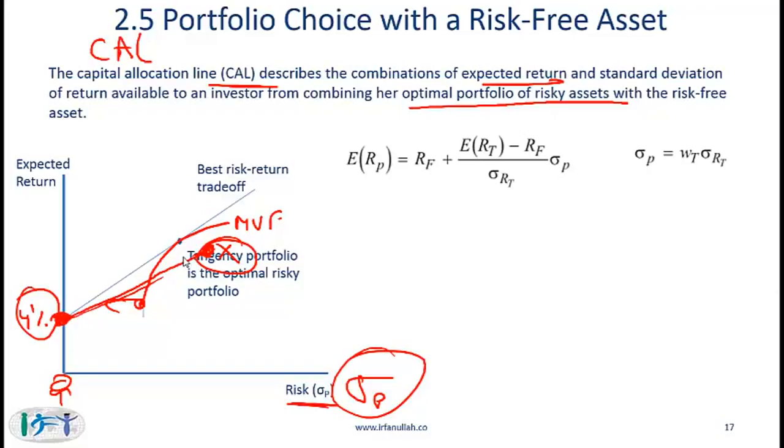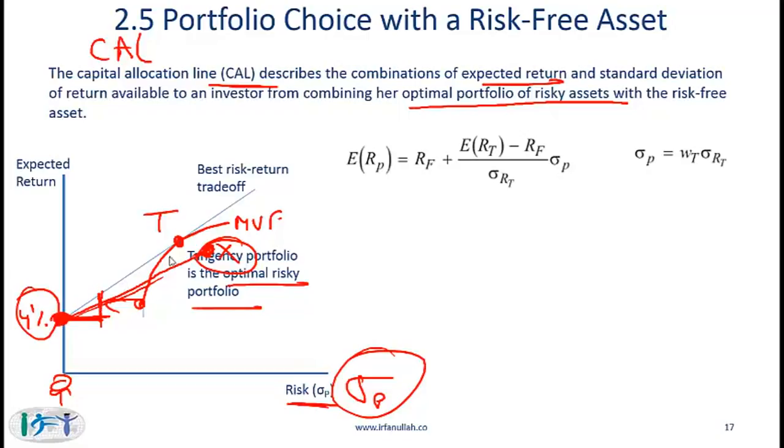The answer is yes. The best we can do is by combining the risk-free asset with this portfolio here, which is called portfolio T, or the tangency portfolio. This is the optimal risky portfolio. And why do we call this the optimal risky portfolio? Because for a given amount of risk, this tangency line will give us the highest additional return.